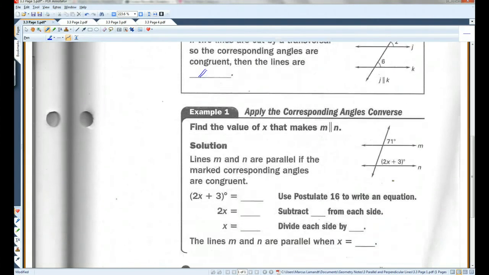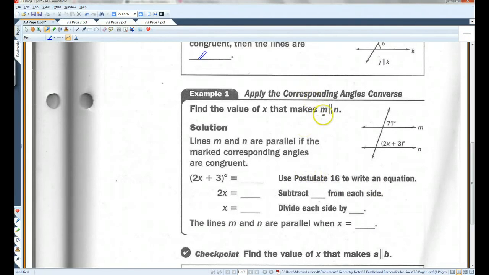So, for example, find the value of x that makes line M parallel to line N. If these lines are parallel, then this angle and this angle have to be congruent because they're corresponding angles, which means that 2x plus 3 has to equal 71 degrees. That's postulate 16. I'm going to subtract 3 from each side. 71 minus 3 is 68. I'm going to divide each side by 2, which should give me 34. So the lines M and N are parallel when x equals 34.